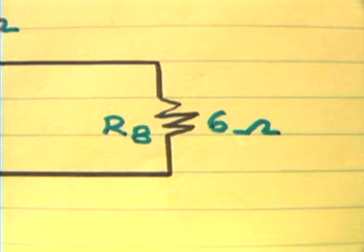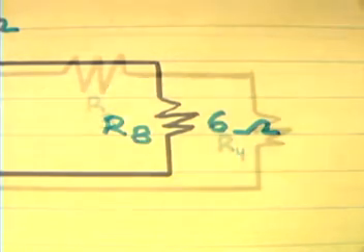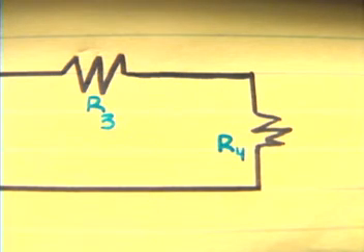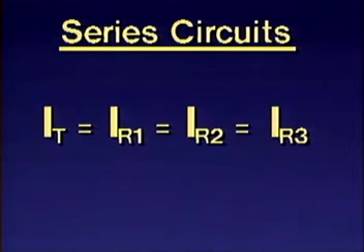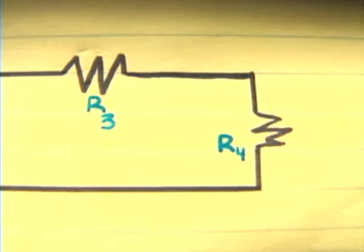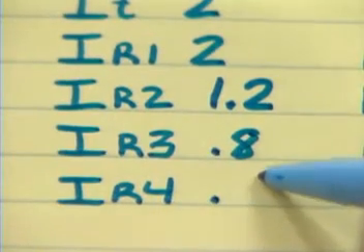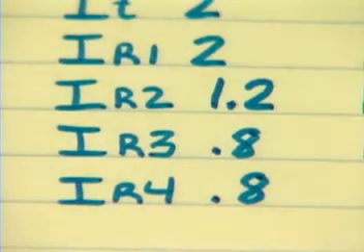Now, RA represents the equivalent resistance of R3 and R4, which are connected in series with each other. When resistors are connected in series, the current is the same through each component in the circuit. Therefore, the current through both R3 and R4 is also 0.8 amps. Record this for both IR3 and IR4.